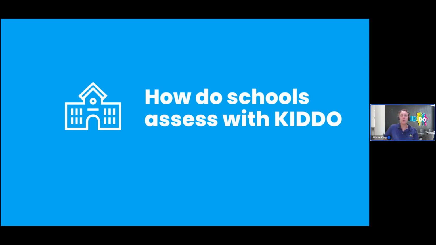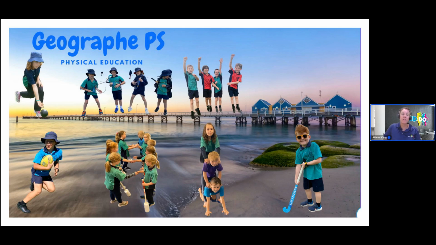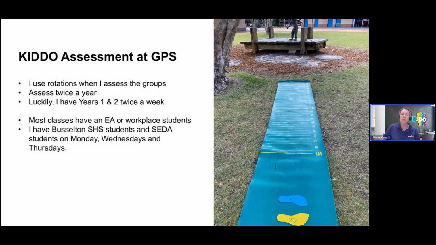All right, so how do schools assess with Kiddo? These are some examples of our current Kiddo schools and what they are doing. So this is Geograph Primary School down in the southwest of Western Australia. Alison Kirk is down there. She uses the station system when she's assessing. She's really lucky. She gets her year 1s and 2s twice a week, so she has plenty of time to do it. And she's lucky that she has lots of support from education assistants, workplace students that are in her school, and from the local high school. So she utilises them to their full extent to get her assessment done.